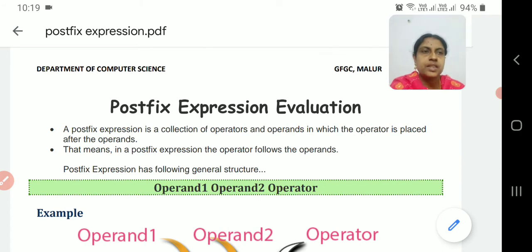These classes we are discussing the concept of stack. In the last session we finished with how to convert an infix expression to the postfix expression, and then you have tried out those example problems or the homework problems also. Now you would have got an idea how to convert infix to postfix expression. Today's class we will discuss postfix expression evaluation.